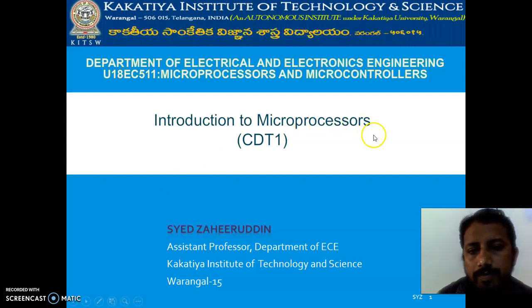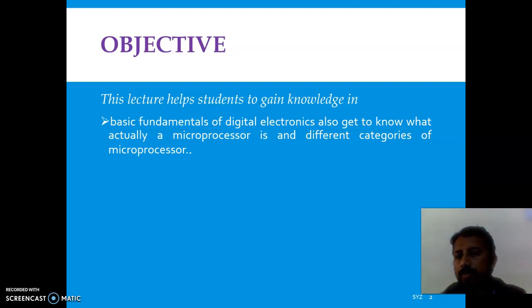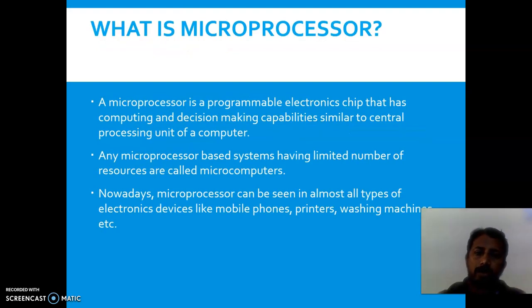This is the course's first lecture. The objective of this lecture is to help the students gain knowledge of the basic fundamentals of digital electronics, and also to understand what a microprocessor actually is and the different categories of microprocessor. That is what you will be learning.